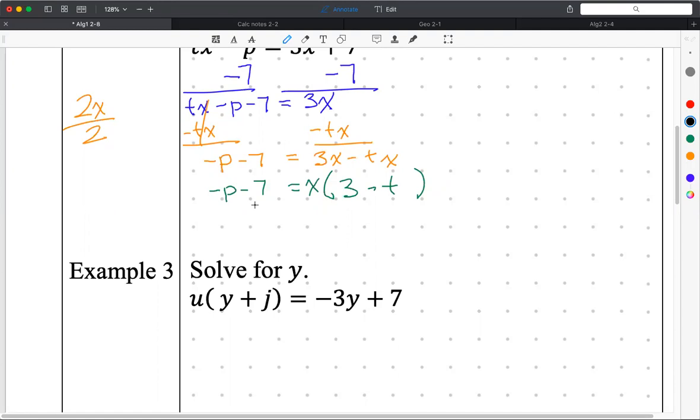Does anyone else want to take a shot at this? What would I do? And again, my hint is right now I'm multiplying by this thing. What is the inverse operation of multiplying by this thing? Yeah, Ripley? Divide. Divide by that thing.